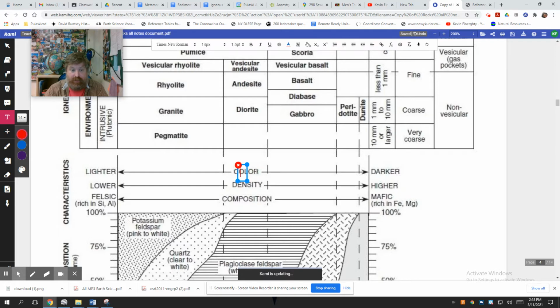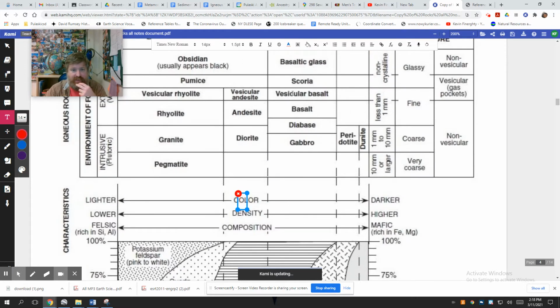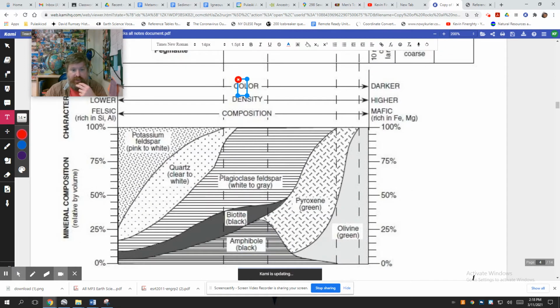It's going to go by the color. The color of felsic rocks tends to be lighter. The color of mafic rocks tends to be darker. Let's also note down here, all these crazy words that might be difficult to pronounce. These are the minerals that make up the igneous rocks. These are the igneous rocks up here. These minerals are in the rocks.